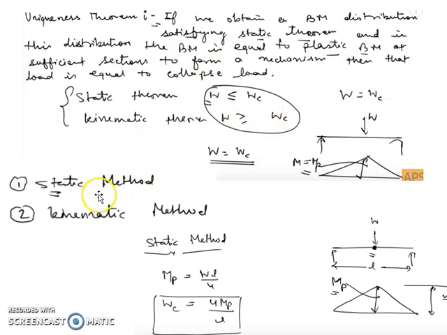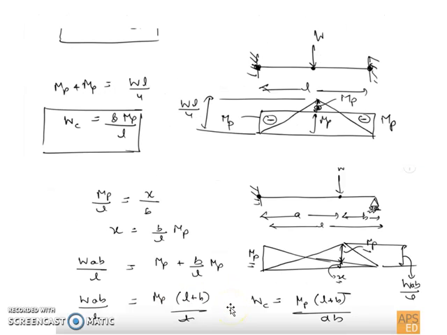Okay. Now, two methods are used, that is the static method and the kinematic method, to find out the collapse load. First, we are going to see the static method. The static method fully uses bending moment diagrams. So consider a simply supported beam, the load is acting at center, the bending moment at center we know is WL by 4. So when the hinge is developed, the moment is Mp. So Mp equal to WL by 4, from that W is equal to 4Mp by L. From that we can calculate W by the static method.